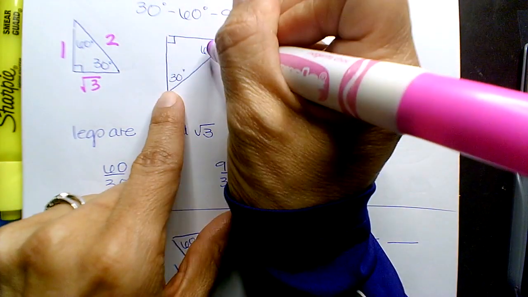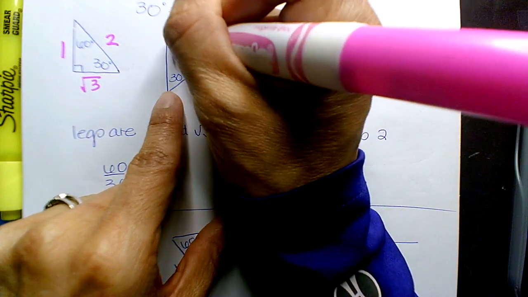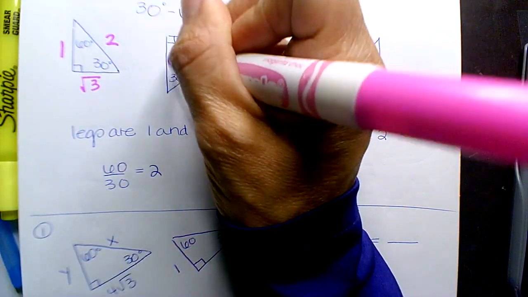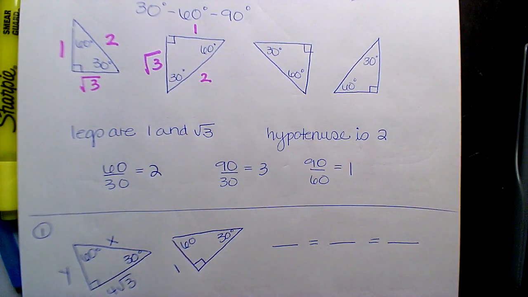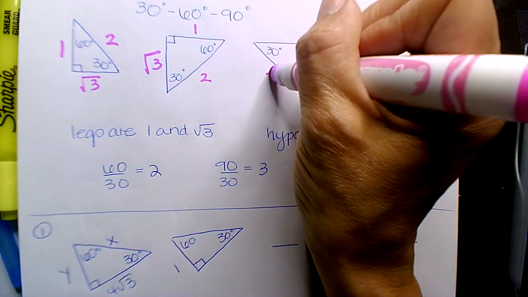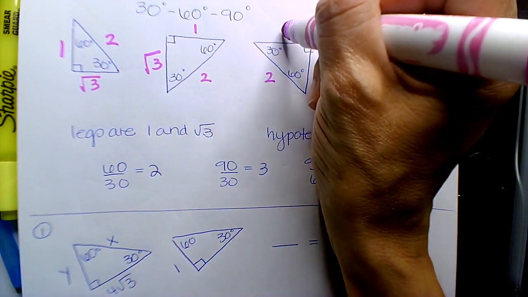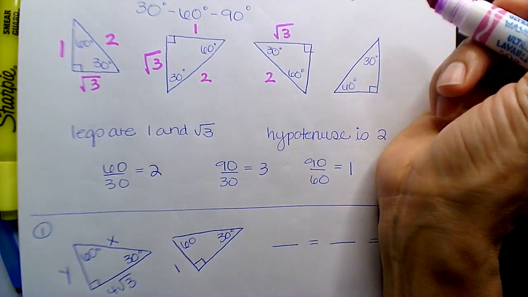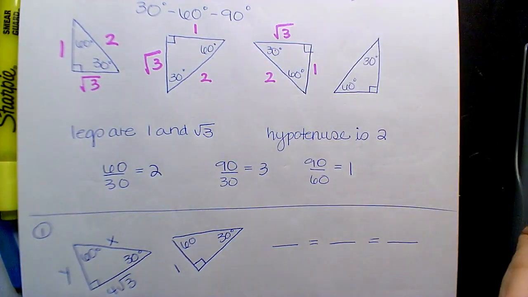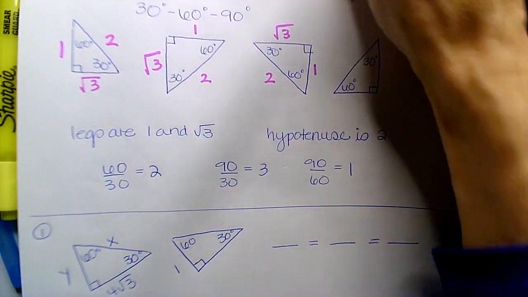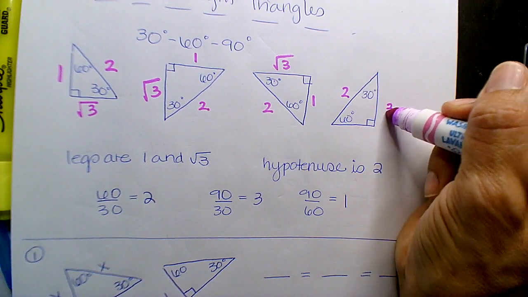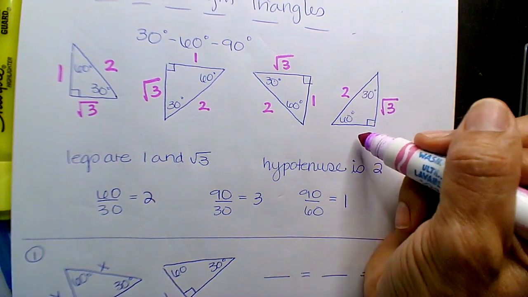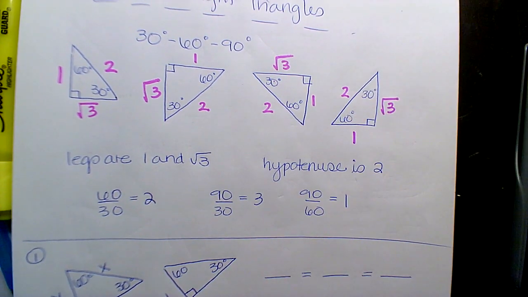So 30 goes into 60 2 times, 60 goes into 90 once, 30 goes into 90 3 times, but it gets the radical. That's it. Okay, yeah.